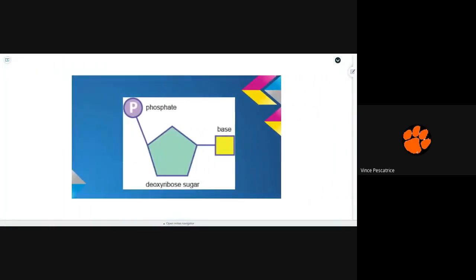All right, on a molecular level, this is what it looks like. You have your phosphate tail, then you have your deoxyribose sugar, which is the large portion of it, and then your base pair is attached to the end. So you need a phosphate, a deoxyribose sugar, and a base pair.